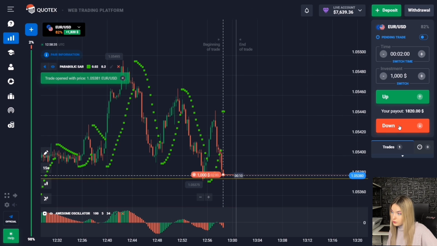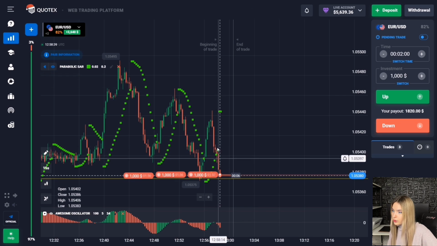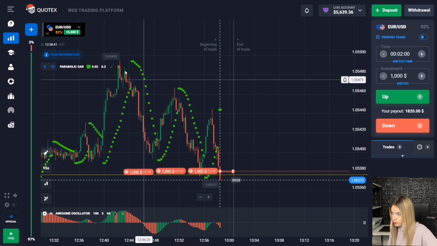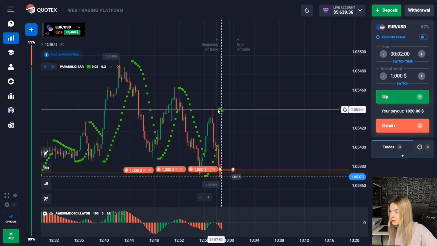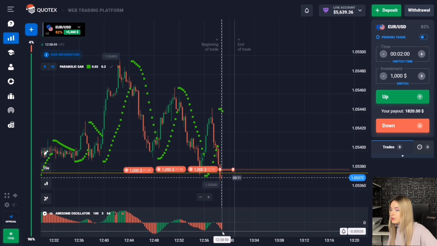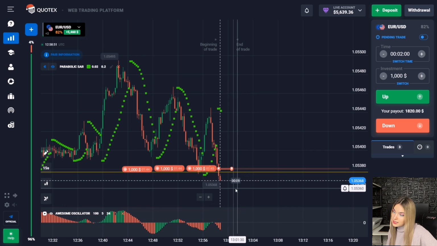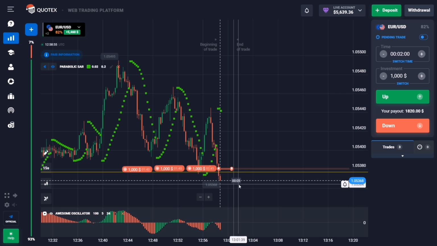I think that in the near future the price will move down since the main price highs are getting lower. The price has an excellent potential for a decline. Green dots are also forming and a red histogram is forming, which means that in the near future the price will move down. It is more likely that this level will be broken, so guys, let's wait for the result.